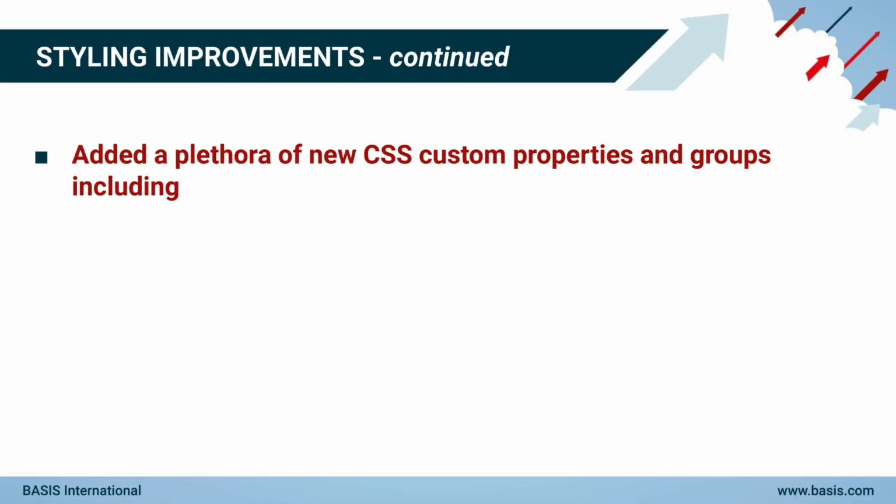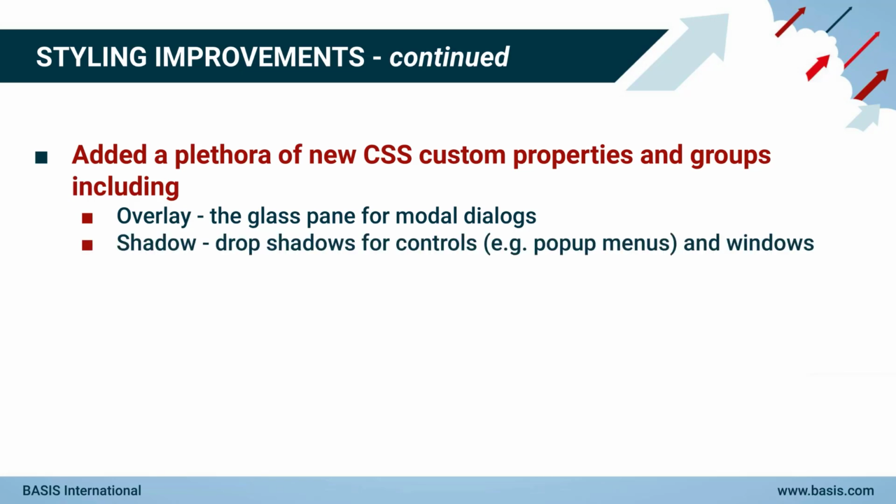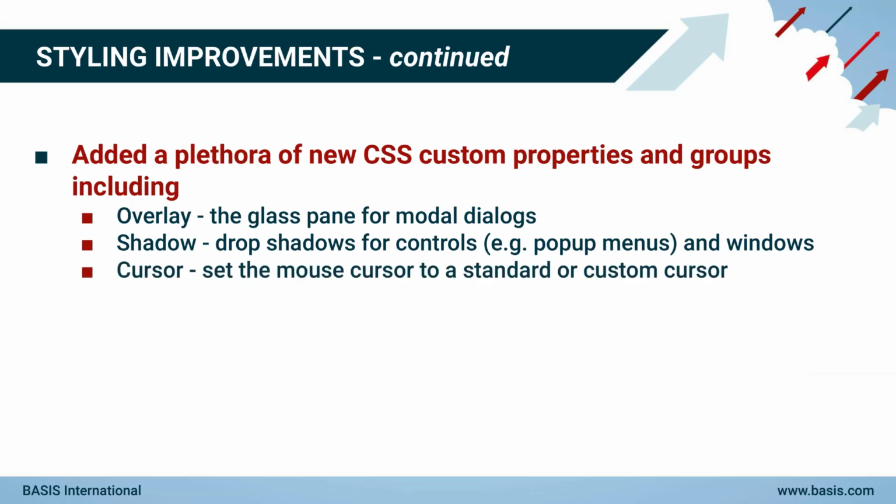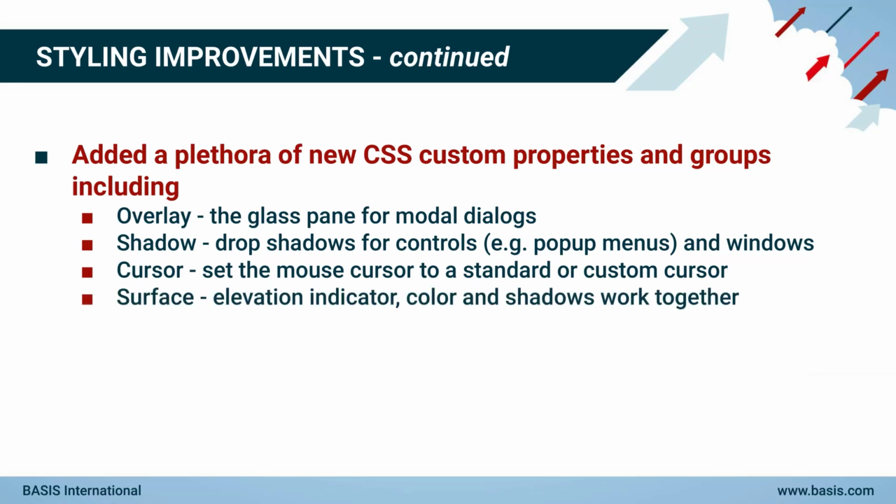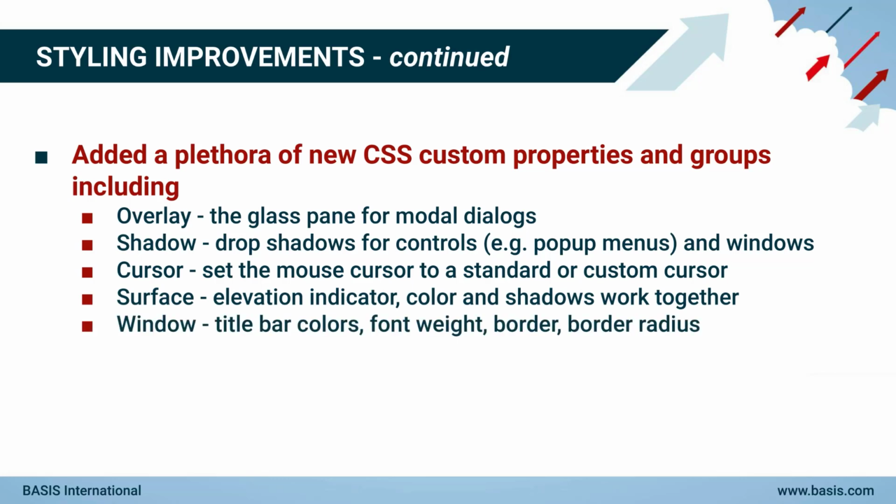We've added a plethora of new CSS custom properties and even several new groups, such as Overlay, to customize the glass pane or a backdrop behind modal elements like a message box. Shadow, to customize the window and control shadows, such as the drop shadow on a pop-up menu. Cursor, to set the mouse cursor to a standard HTML cursor or a custom image file. Surface, to indicate the elevation of an element. Window, to customize the title bar colors, font weight, etc.